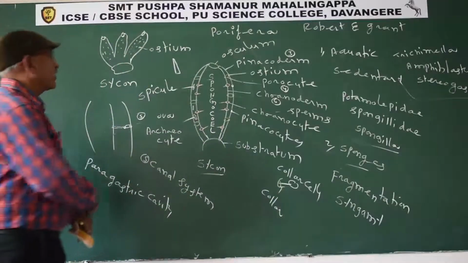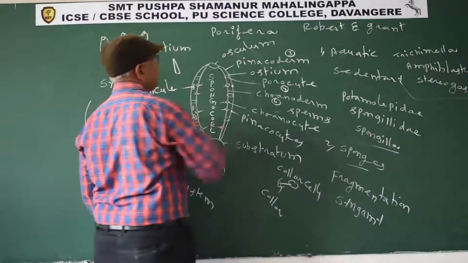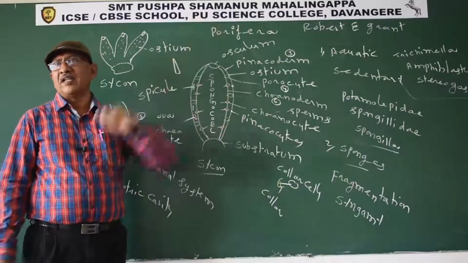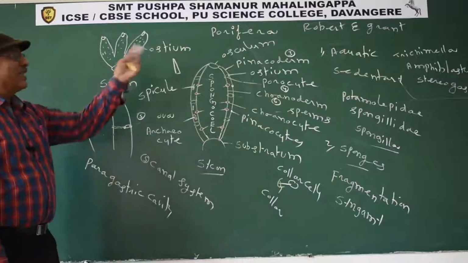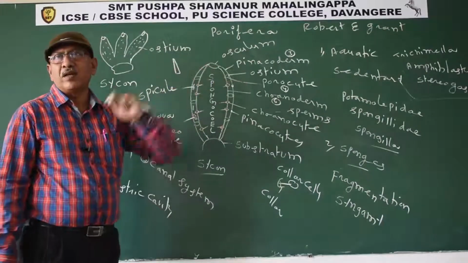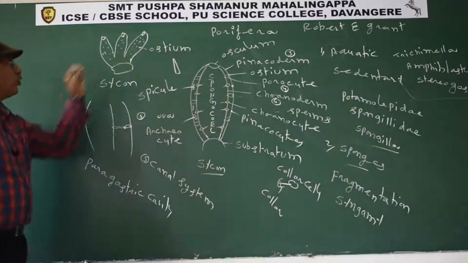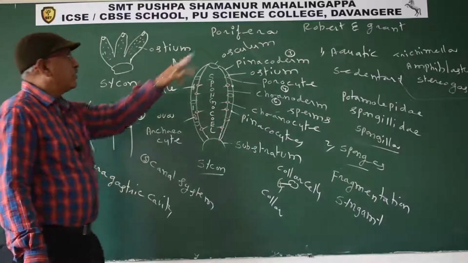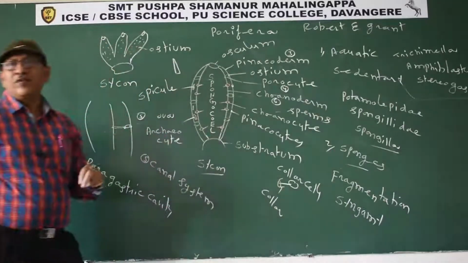So, general characters of phylum Porifera. The term Porifera was coined by Robert E. Grant. It is derived from two Greek words: porous means pore, and fero means bearing. On the body surface, numerous openings are present. Due to the presence of numerous openings, it got the name Porifera.